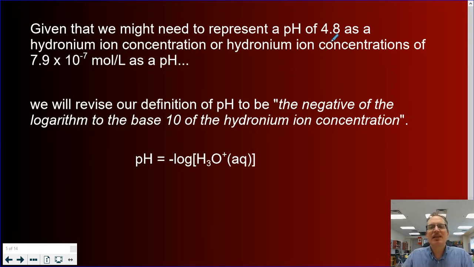Therefore, we have to get a little bit more specific with our definition of pH. From now on, we are going to refer to pH as the negative of the logarithm to the base 10 of the hydronium ion concentration. So this is going to be our new formula: pH equals the negative log of the concentration. Remember, square brackets means concentration of the hydronium ion.